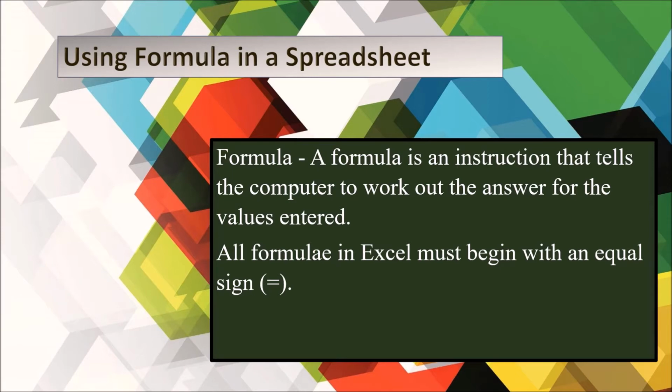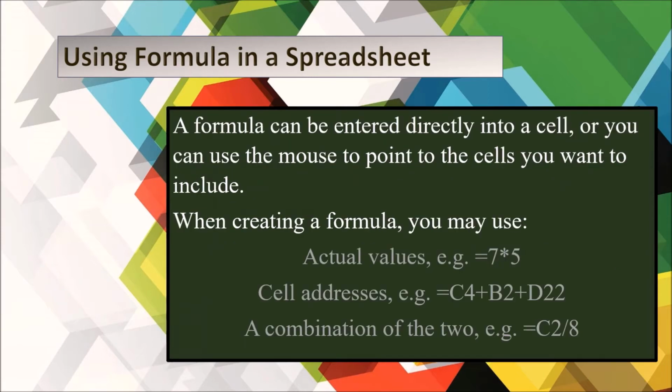Now that that is out of the way, let us look at different ways in which you can enter a formula. When composing a formula, you can include actual values, you can include the cell address, or you can include a combination of both. Remember, you can use actual values, cell addresses, or a combination of both. This you will need to remember for the later parts of this class.